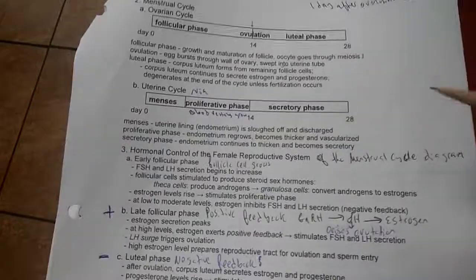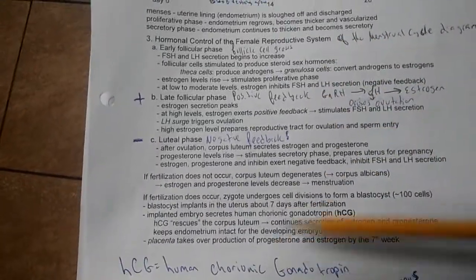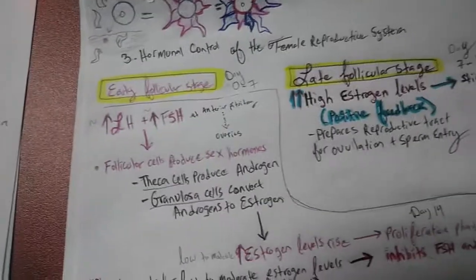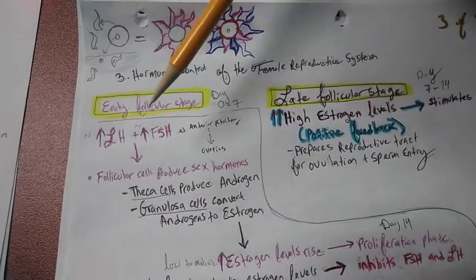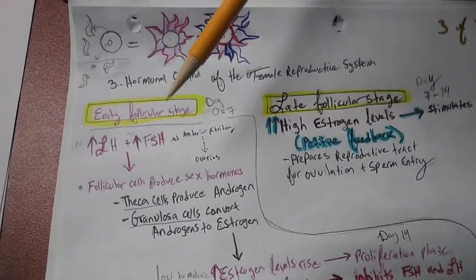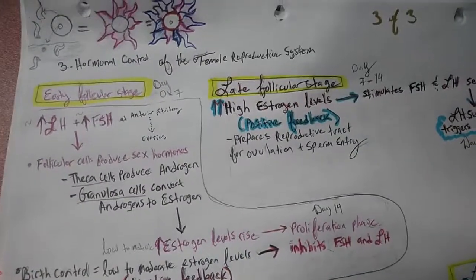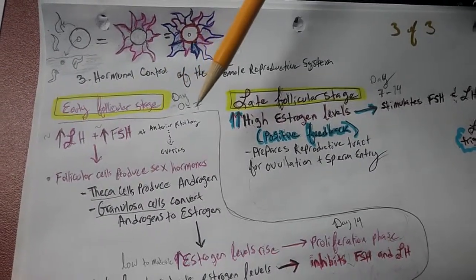Diagram for the reproductive system, particularly reproductive outline 3. All through this section, we cover the hormonal control of the female reproductive system. We'll start off with three stages. As we recall, there was a follicular stage, then an ovulation stage, and then a luteal stage. You can think of the early follicular stage as day 0 through day 7.